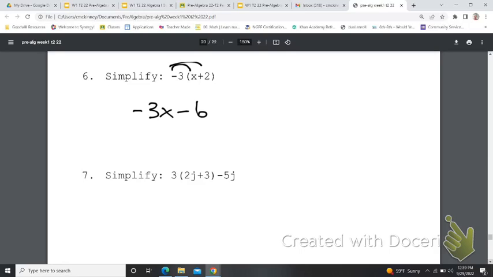In 7, we would distribute. And then combine like terms, because we do have 6j and negative 5j. So that would just be j plus 9. If you want, you can say 1j plus 9. But if we simply write j, we know that that means just 1j.